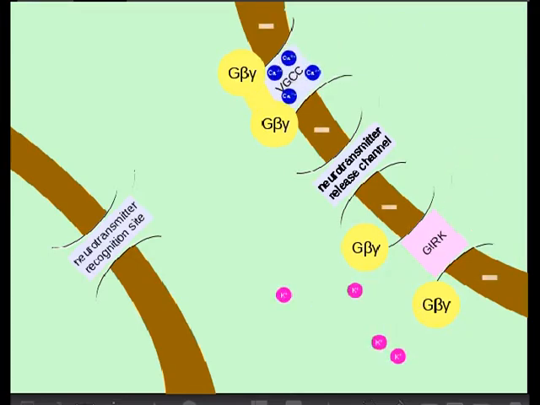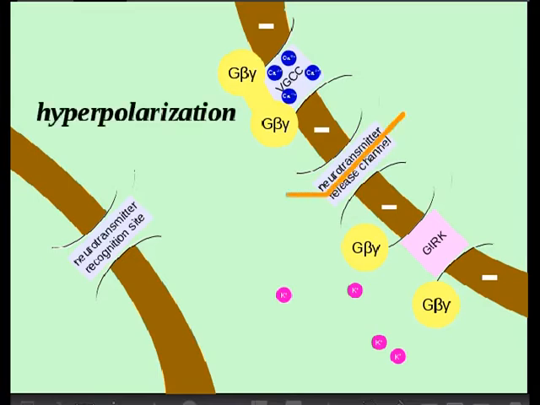This causes the membrane potential to become drastically more negative in a process called hyperpolarization. In conjunction with the lack of calcium ions, the hyperpolarized membrane inhibits neurotransmitter release pathways and creates an analgesic effect.